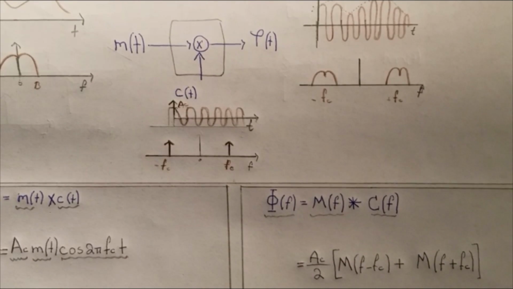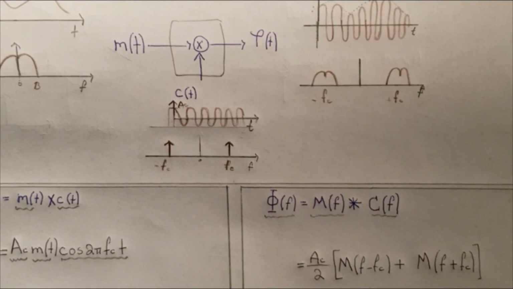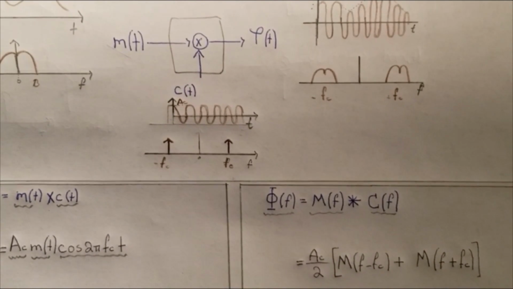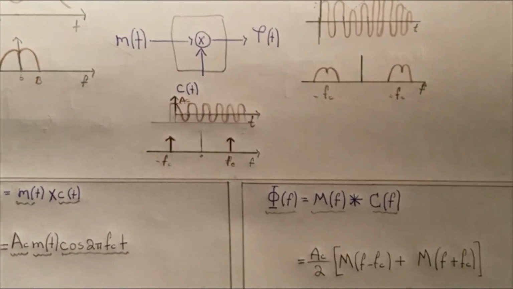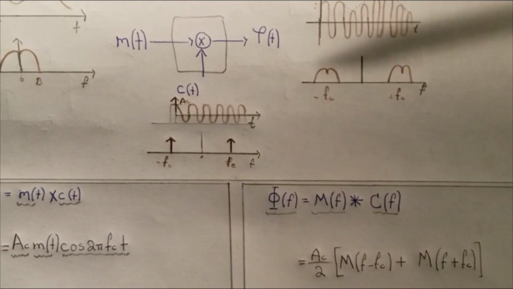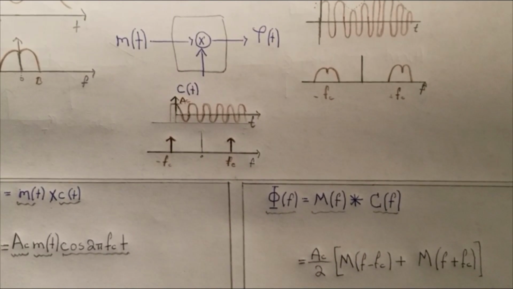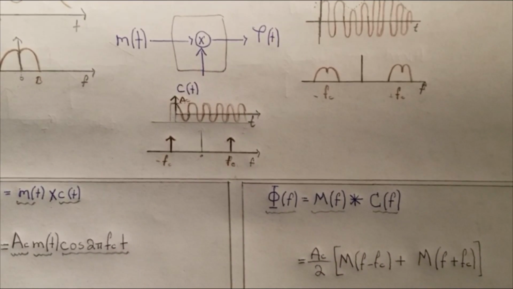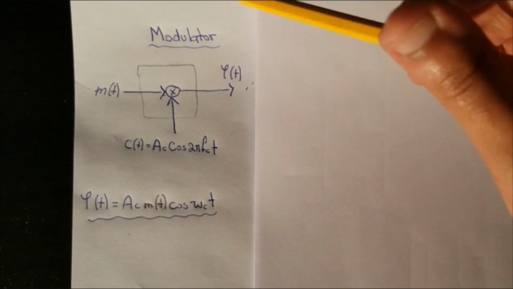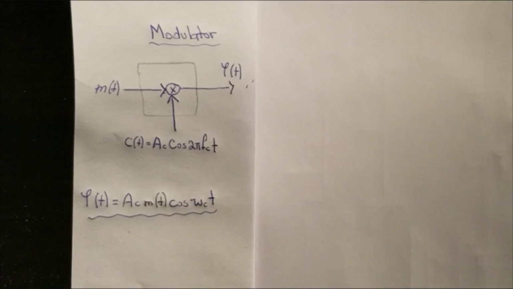So as can be seen here, big phi of f is equal to big M of f convolved with the carrier. Performing a convolution with a delta function is like multiplying by 1. So as can be seen here, a copy of the message signal is here and here. We're getting a copy of the message signal where the delta functions were. Therefore, the time domain output of the modulator is this.